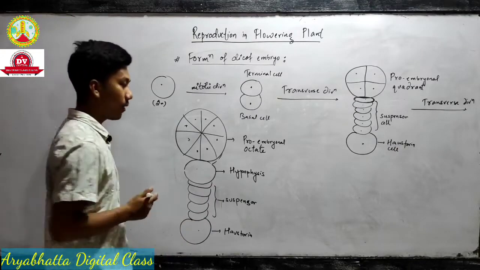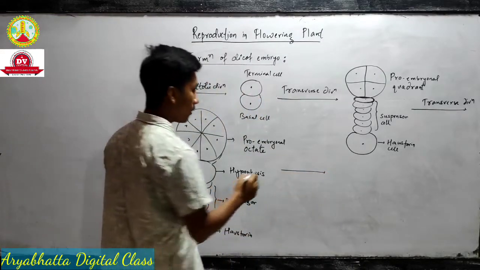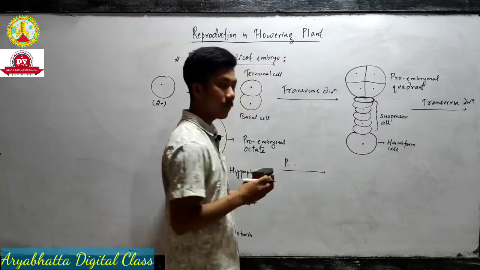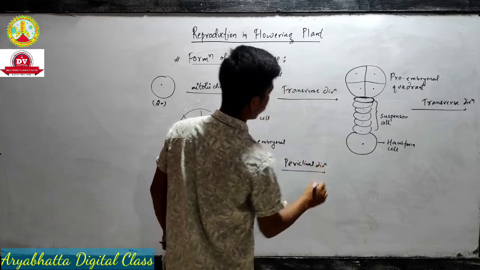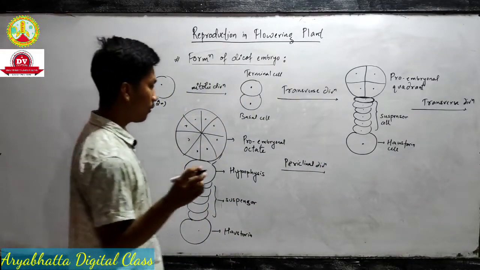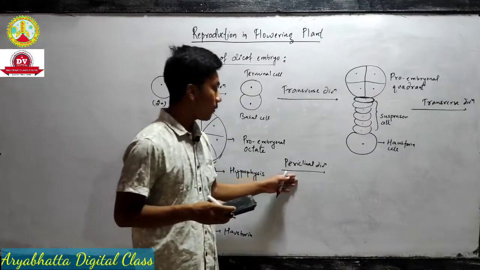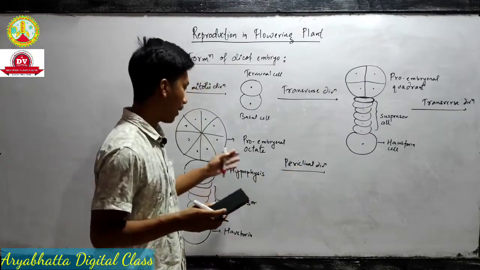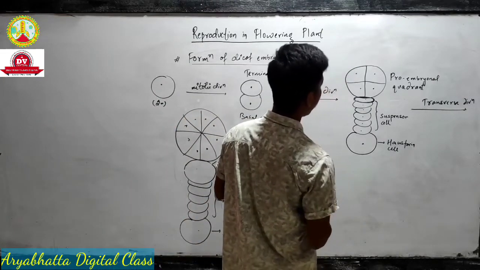Okay, next step, what happened? Now the next division is known as periclinal division. It is a mitotic division only. After transverse division, it will divide by periclinal division. Periclinal division develops the outer layer and the inner layer of the cell. The periclinal division results in the formation of an outer and an inner layer.